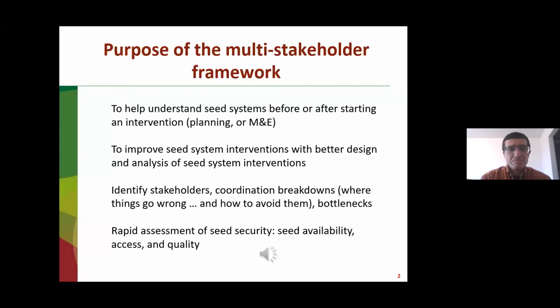Then more specifically, the framework helps us to identify the stakeholders, coordination breakdowns, that is where things go wrong, and how to avoid these breakdowns. Also bottlenecks, that is issues that we have in seed systems or in the interventions. And then the framework also helps us to do a rapid assessment of seed security, that is seed availability, access, and quality.